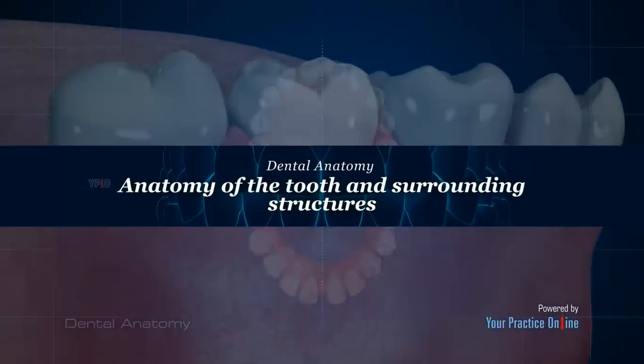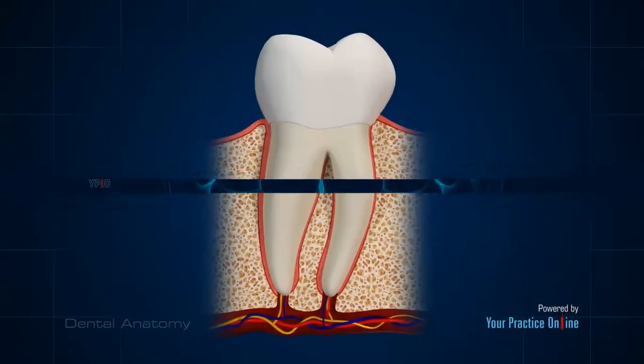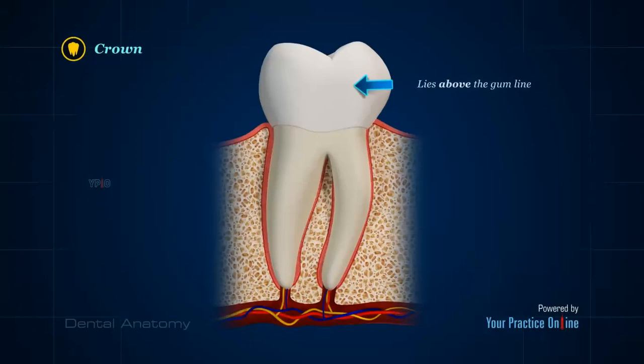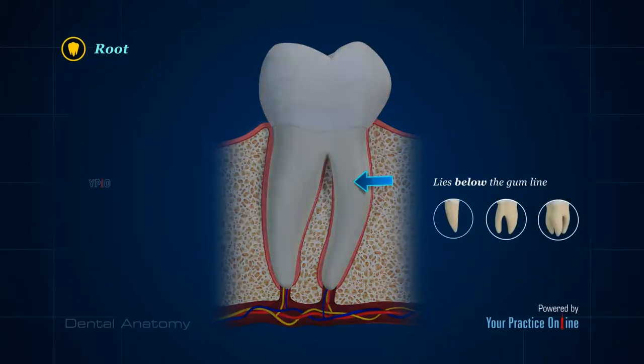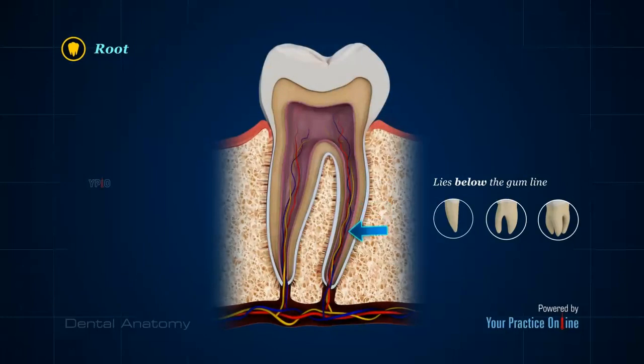Anatomy of the tooth and surrounding structures. Crown, the part of the tooth that lies above the gum line and is visible in the oral cavity. Root, the part of the tooth that lies below the gum line and is embedded in bone. Depending on the tooth, there may be 1 to 3 roots. The tip of each root has an opening through which the tooth receives its blood and nerve supply.